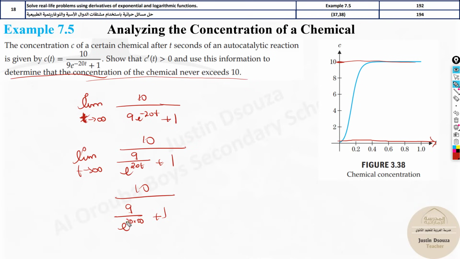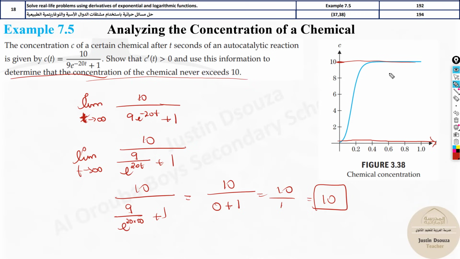What is e raised to the power infinity? It's infinity itself, right? You can try it in the calculator. It'll be a huge number. Don't put a very big number like 999, you'll get a math error. Take say 9, then 10 or 50, 100, and you'll get a huge number. So this basically will be 10 divided by 1 divided by a huge number, which is 0, plus 1. That is 10 divided by 1. What's the answer? 10.